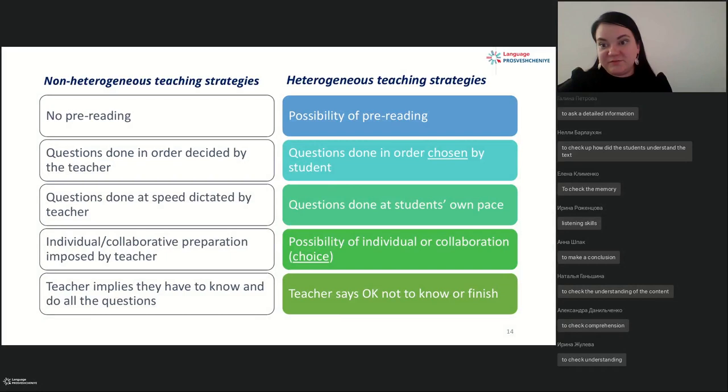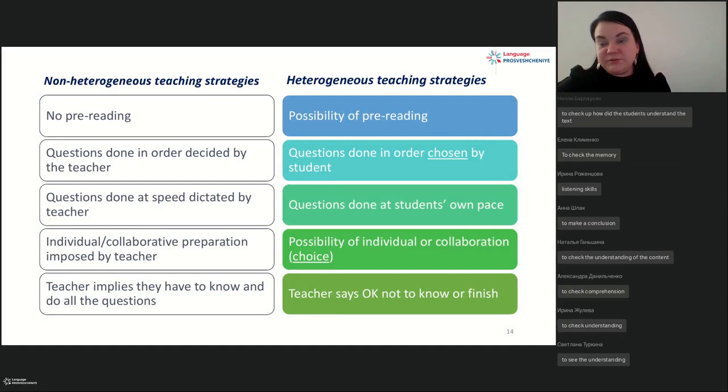If usually we do not provide our students with pre-reading, if we're teaching in a heterogeneous class, we can provide our students with the possibility of pre-reading. One more point would be not to do questions in the order chosen by the teacher, but to provide students with an opportunity to choose in which order to answer the questions. We're going to practice it a little bit later.